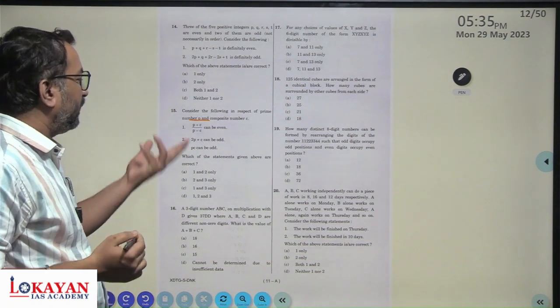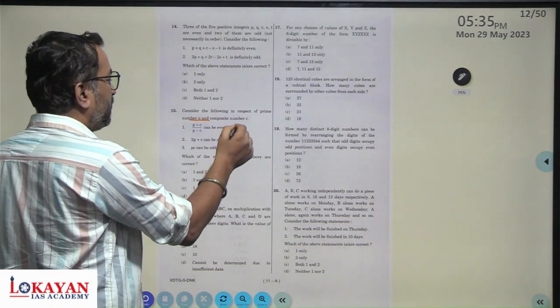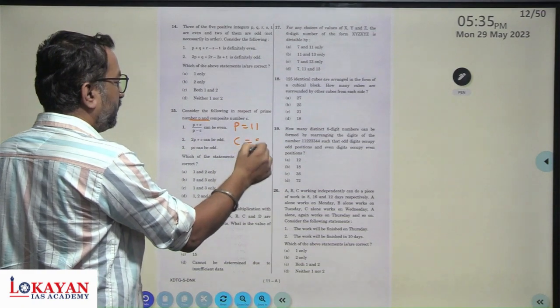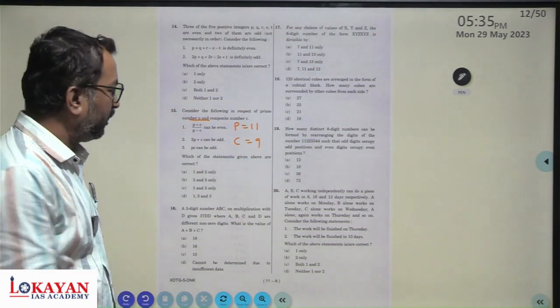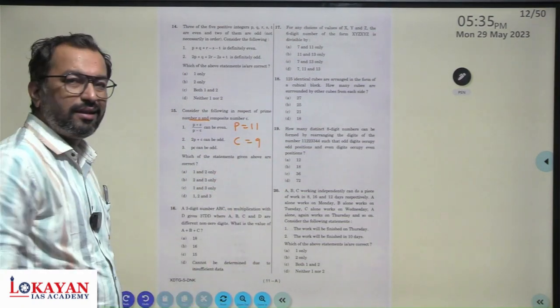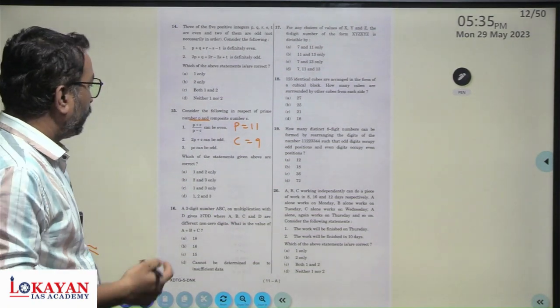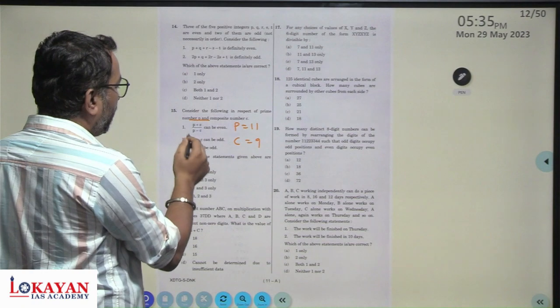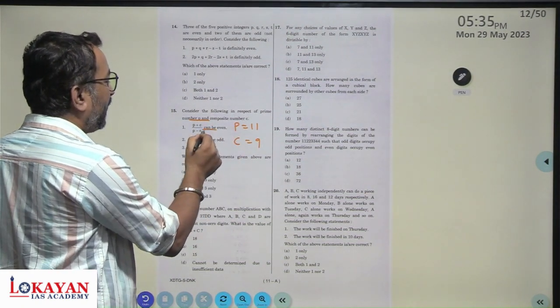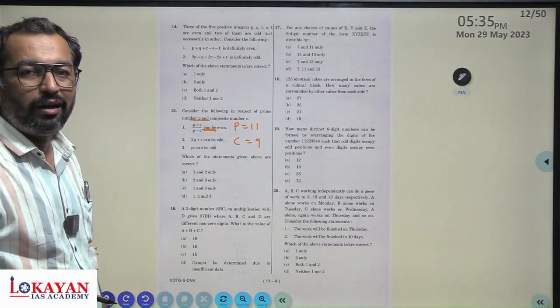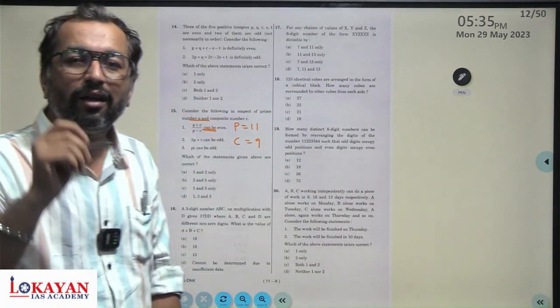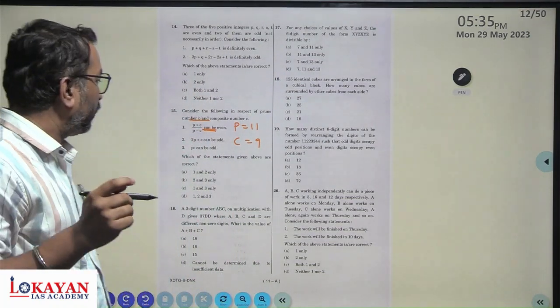So now take any example. Suppose P is 11, C is 9. Why 11 and 9? Because P is a prime number, C is a composite number. So P plus C divided by P minus C can be. Now here they have asked us the possibility. They are not saying definitely, or they are not confirming it.